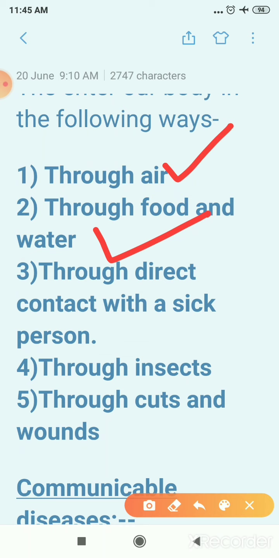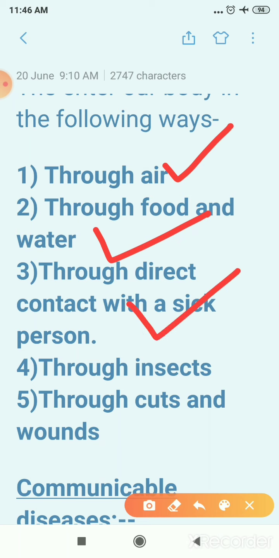If you are keeping water somewhere and that is open, germs can enter into that. If you did not cover your food, flies sit on some dirt and then can sit on your food also. Through this, from food and water, these microorganisms enter our body.